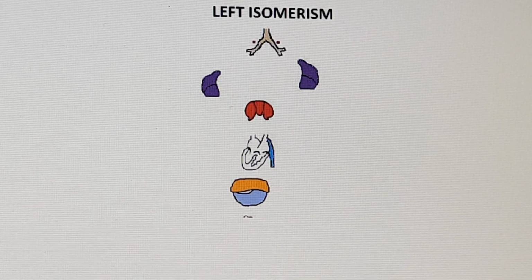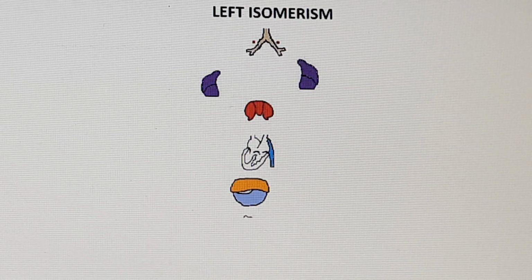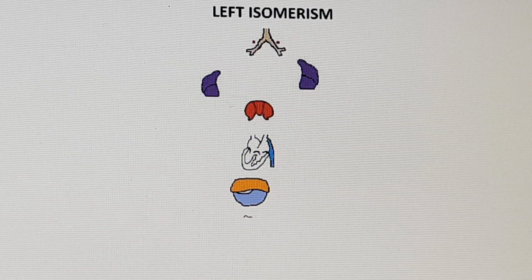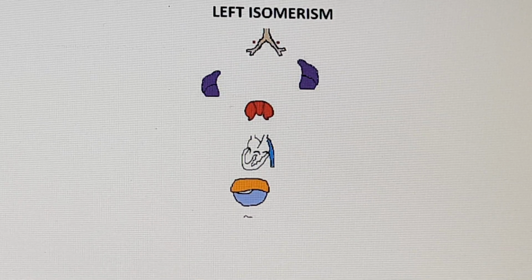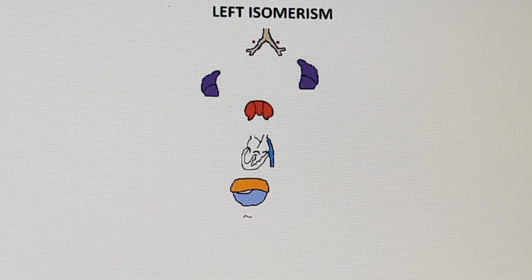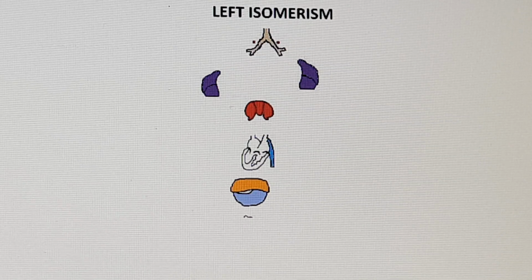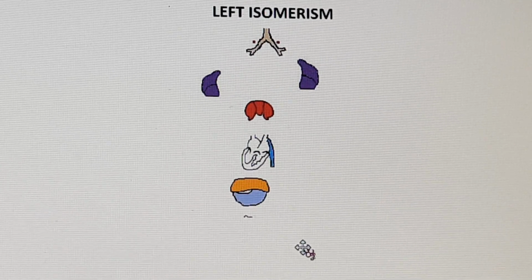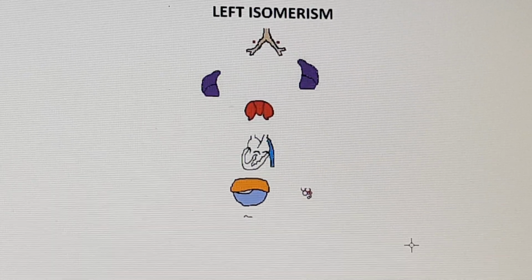Now, in left isomerism, since there is duplication of the left side, there will be polysplenia. So here I have polysplenia instead of a single spleen. Detection of polysplenia may be tough by ultrasound. So I will bring the polysplenia picture now. In the fetal anatomy, polysplenia may be tough to detect. So here we have on the left side multiple small spleens.